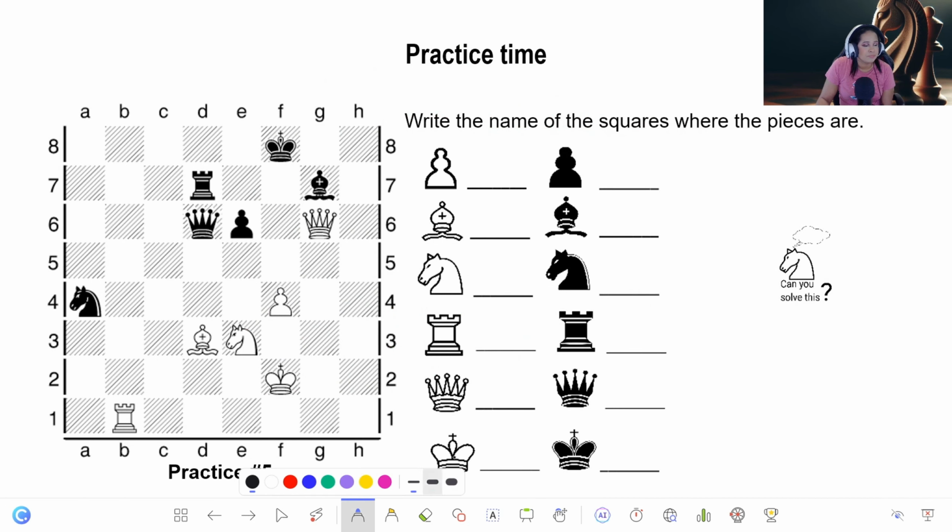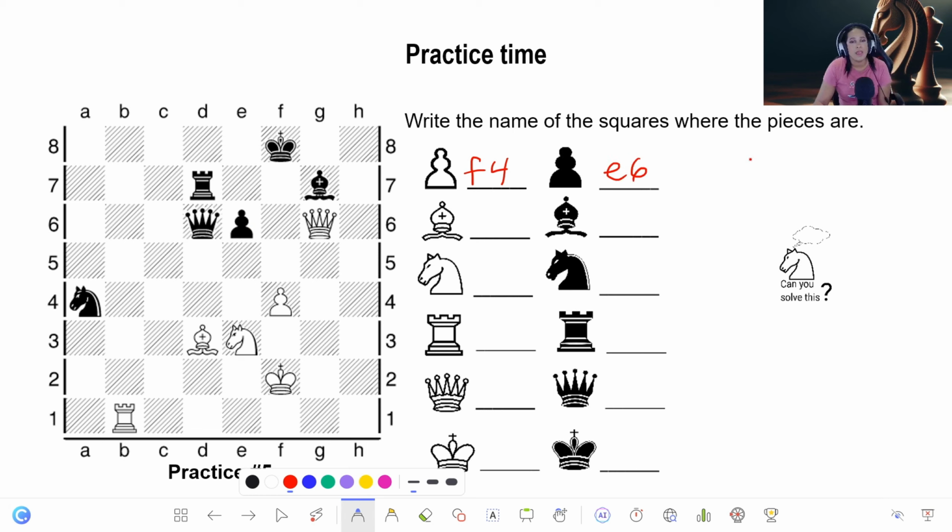5 now, okay? Practice number 5 is about the squares. So you have to write the name of the squares where the pieces are. Let's start with this one here, which is the pawn. And we're going to look for it. Look at here. So it is on F4. You're going to write the name of the square right here next to the piece. Then we're going to look for the black pawn, which is on E6.